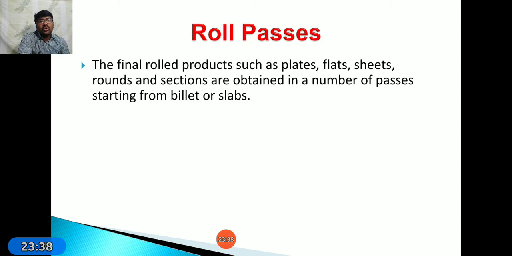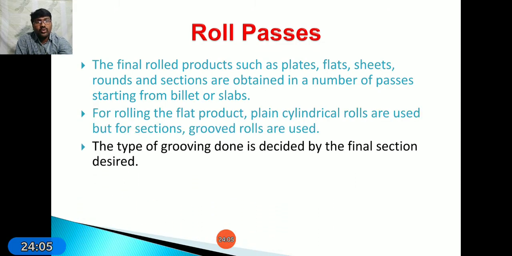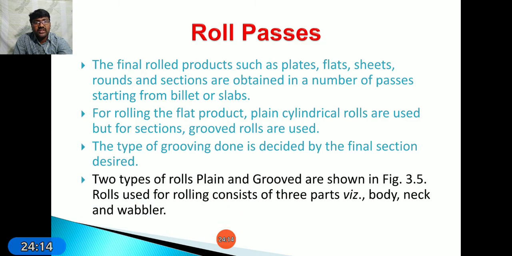which is known as roll passes. Next, for rolling flat products, plain cylindrical rolls are used, but for sections, grooved rollers are used. For flat products we use plain cylindrical rolls. For sections we use grooved rolls, and based on the shape of the product we have to prepare the grooved mills. Next, the type of grooving done is decided by the final section design. Like that we have to select the groove and prepare the grooving process. Next, there are two types of rolling, that is plain and grooved, as shown in the figure.